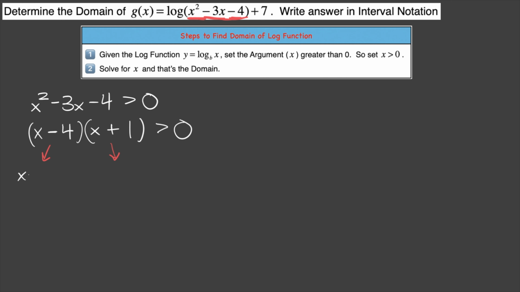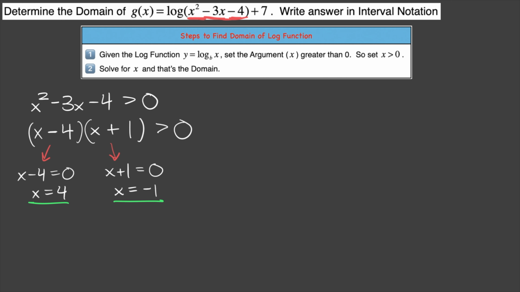So we have x minus 4 equals 0, and then x plus 1 equals 0. To solve for x here, we're going to add 4 to both sides, so we will get x equals 4. And here we'll subtract 1 from both sides, and we'll get x equals negative 1. Those are our critical values for our function here.